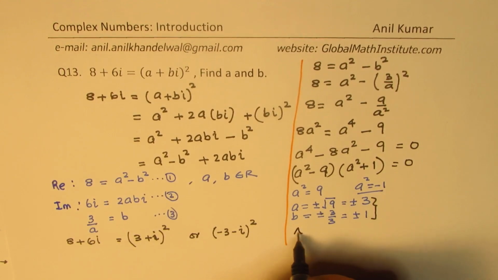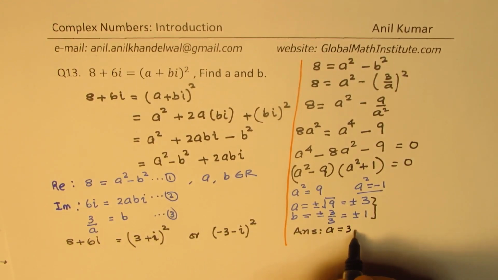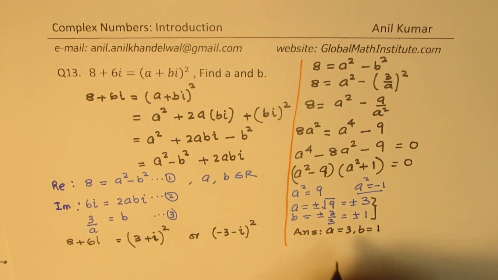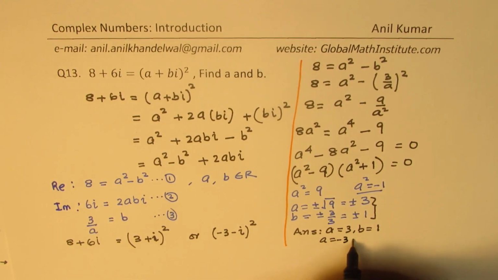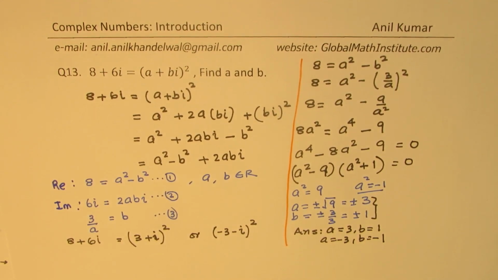So we get our answer that a equals 3, then b equals 1, and if a equals minus 3, then b equals minus 1. Is that clear to you? So I hope that makes sense. With that, we come to an end of our introduction to complex numbers. I hope you have understood and enjoyed this process.